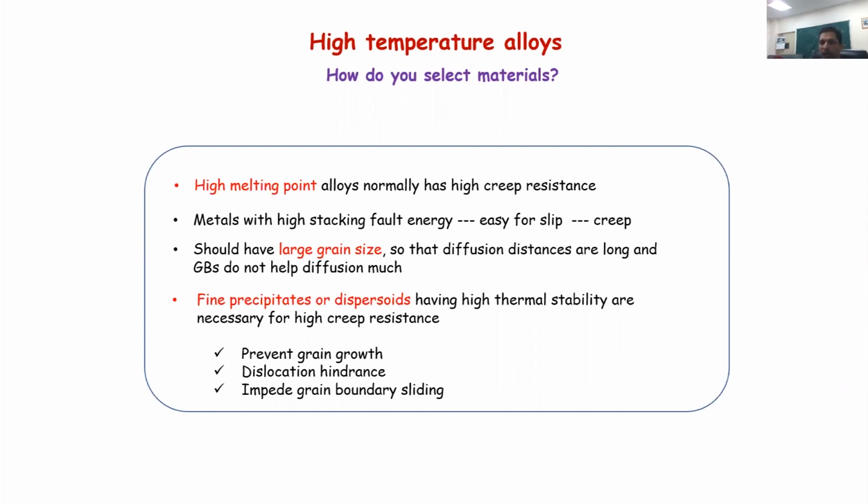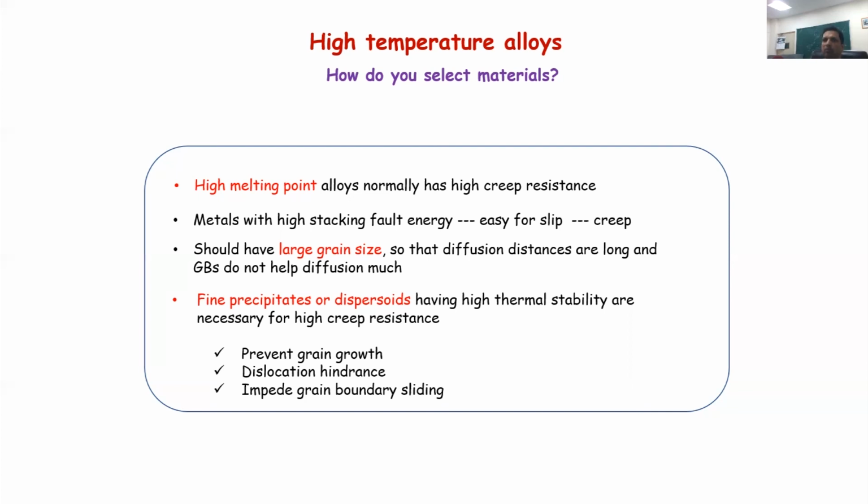Materials should have large grain size, as we saw that diffusion distances are long and grain boundaries do not help diffusion much. And also the overall length of the grain boundaries would be smaller, which contributes a lot to the creep phenomena.